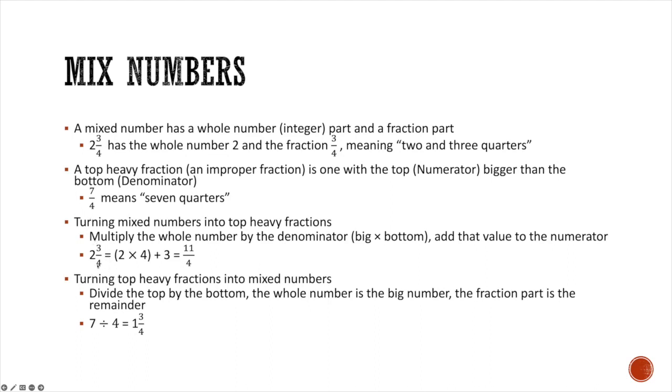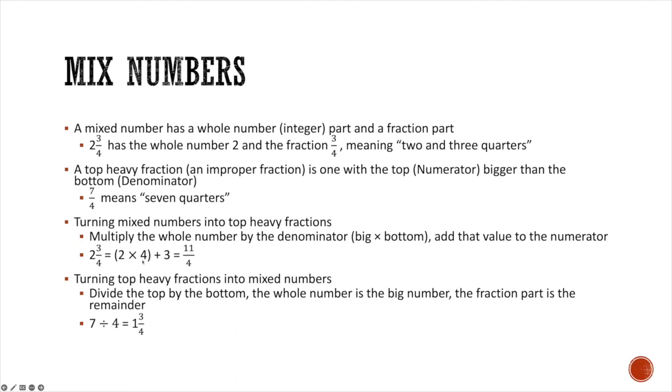What we have to do is multiply the whole number by the denominator and add the numerator. This whole number 2 multiplied by the denominator 4 is 8, plus the numerator, which is 3.